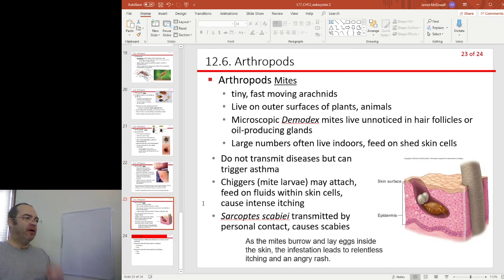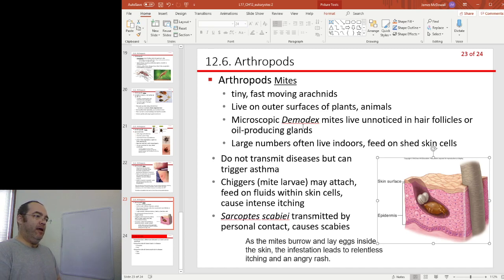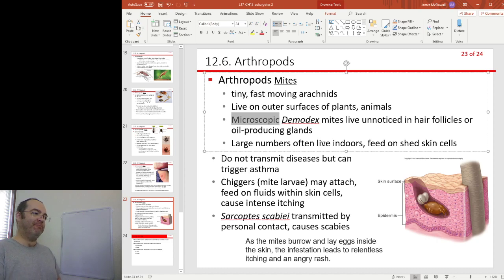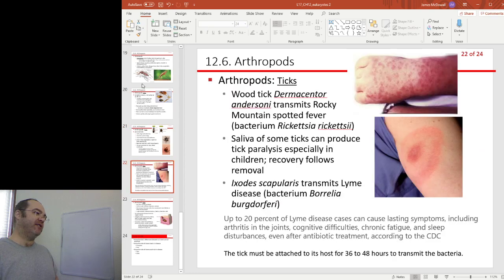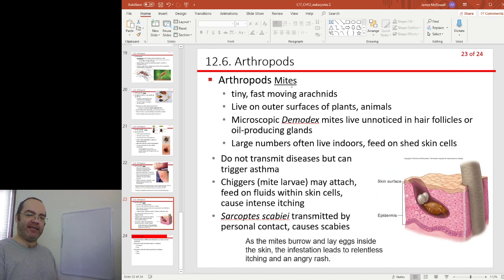Our last arthropod is a mite. These are once again arachnids, and you can see here a picture of a Demodex mite, and our Demodex mites are actually microscopic. So far we've looked at things that are vectors, i.e. they move other diseases around. In this case, the arthropod itself is the cause of the disease.